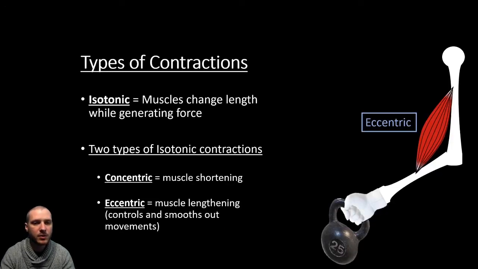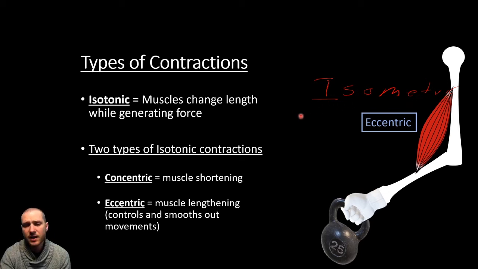And I don't have the last one on here. I accidentally left it off. But the third type is going to be isometric. So isometric means, metric meaning length, iso meaning the same. An isometric contraction is when you maintain a steady joint as you're generating force.